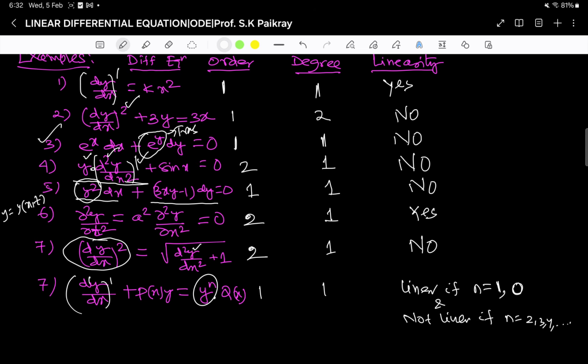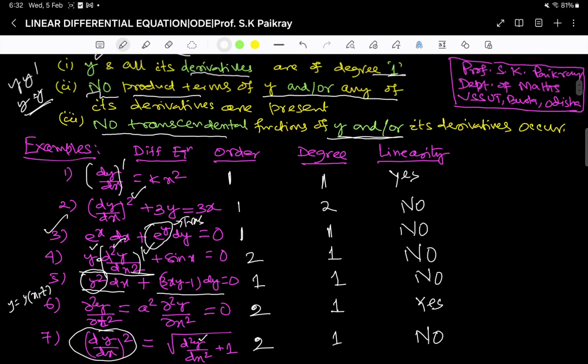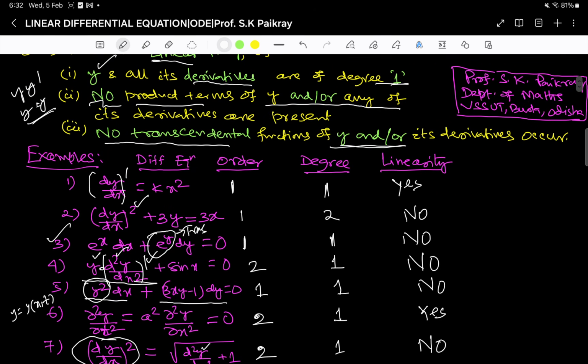Students usually get confused with the definition of linearity. So three things you have to remember: the degree must be 1, there should not be a product of y or its derivatives, and thirdly, no transcendental functions in y or in its derivatives. So these are the standard examples of linear differential equation.